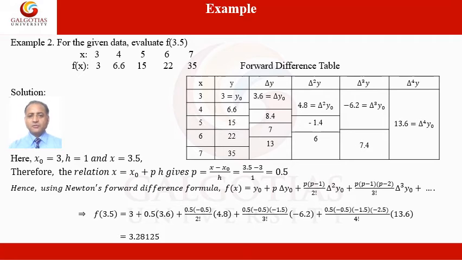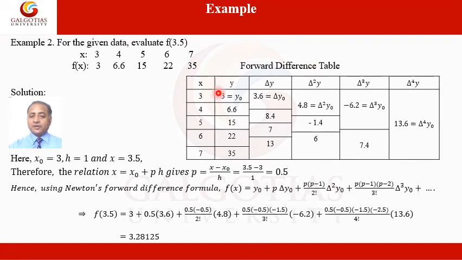Let us solve one more question with the help of Newton's forward interpolation formula. For the given data, evaluate the value of the function at 3.5. The given data is x: 3, 4, 5, 6, 7, and the corresponding values of the function f(x) are 3, 6.6, 15, 22 and 35.